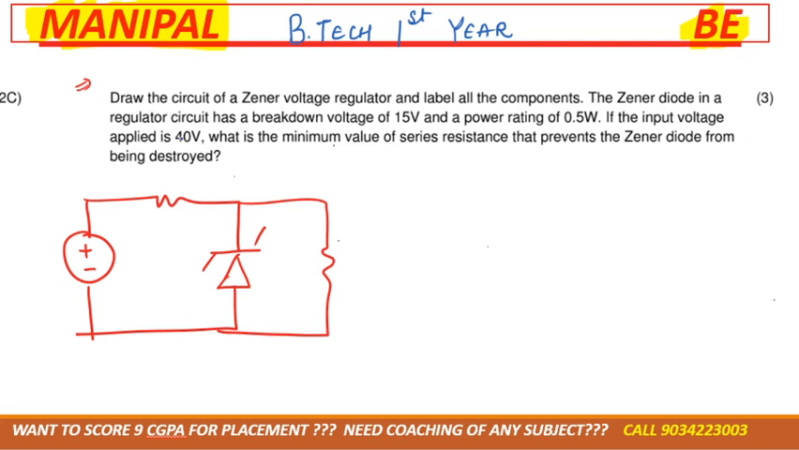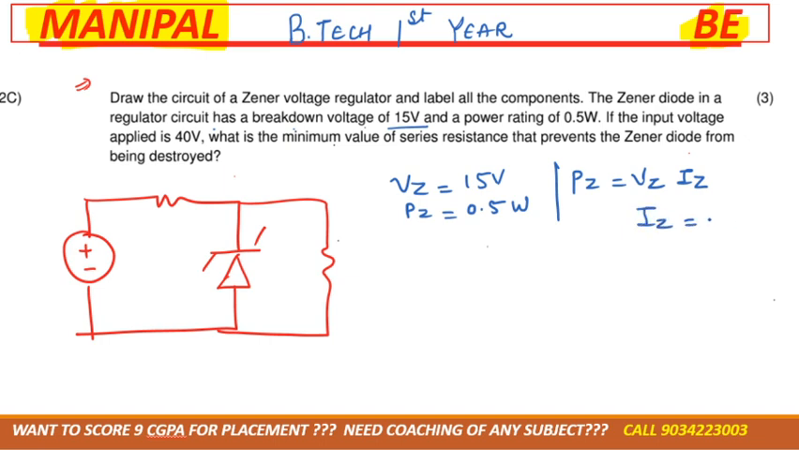Now they said the zener diode in the regulator has a breakdown voltage of Vz equal to 15 volt, Pz is equal to 0.5 watt. So you know Pz is equal to Vz into Iz. From here you will get Iz as 0.5 by 15. If the input voltage Vs is equal to 40 volt, what is the minimum value of RL that prevents the diode from being destroyed? Right?